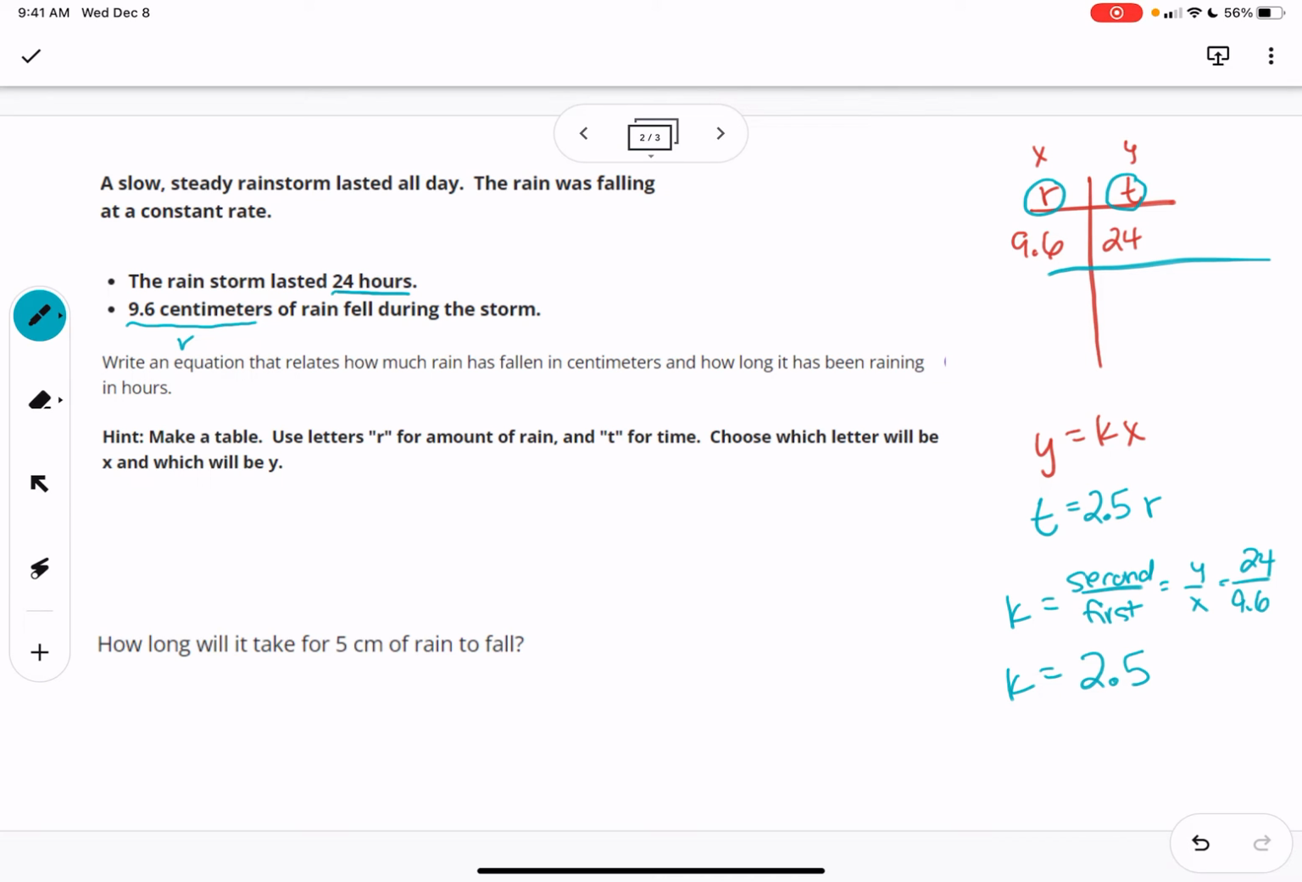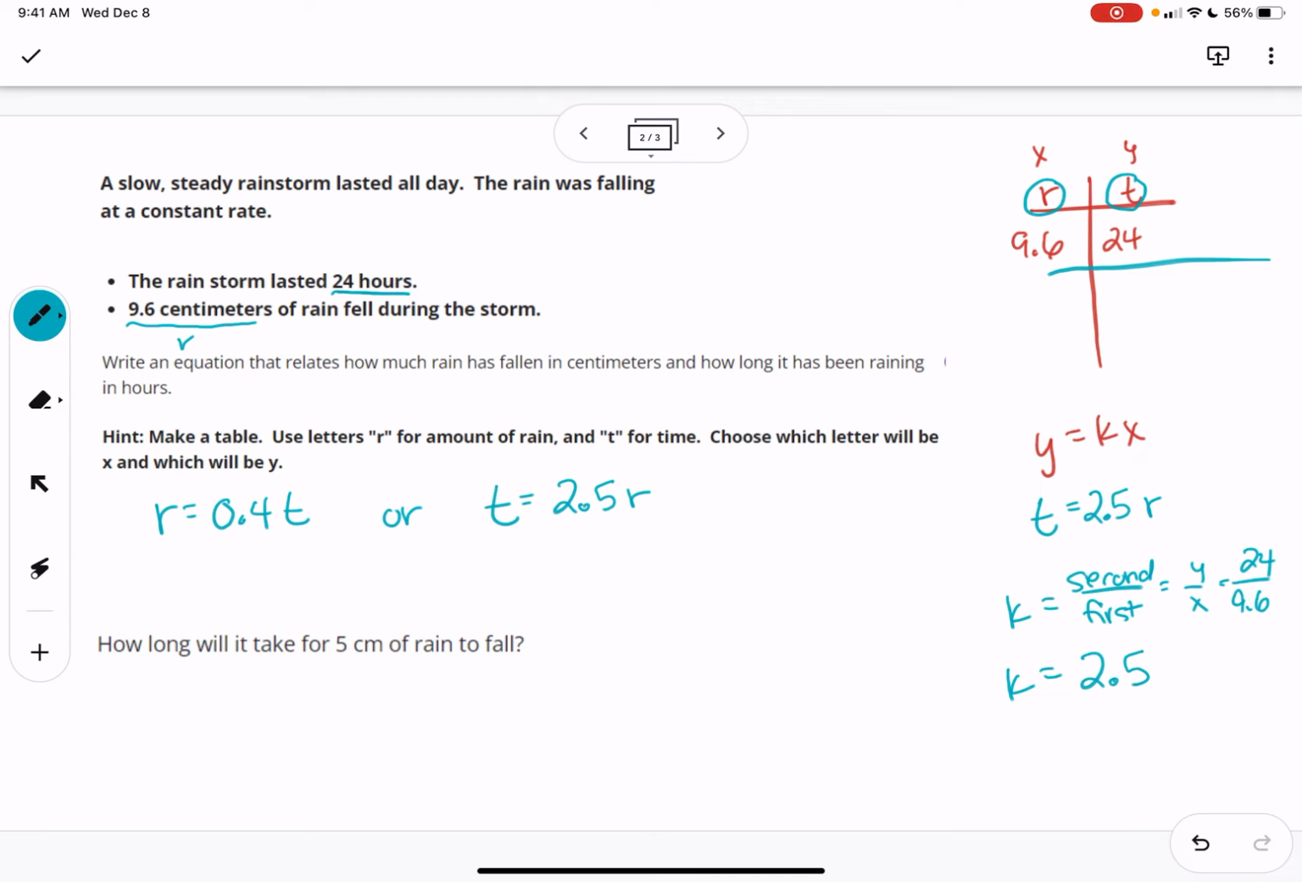So we have two different equations here that we could have used. If I did the first one, then it would have been R equals 0.4 T. If I made my chart like the second one, then it would have been T equals 2.5 R. Both equations are correct because you got to choose what letter you wanted R to be and what letter you wanted T to be, right? So it doesn't really matter which one of these equations you use. It's either one.